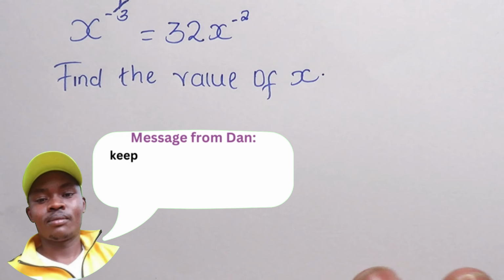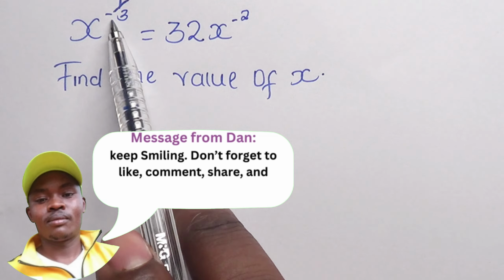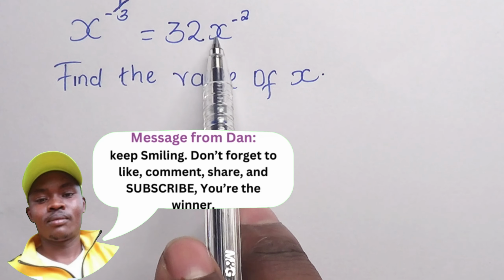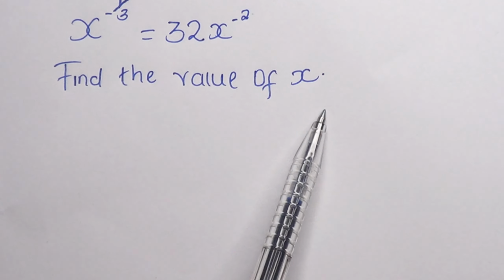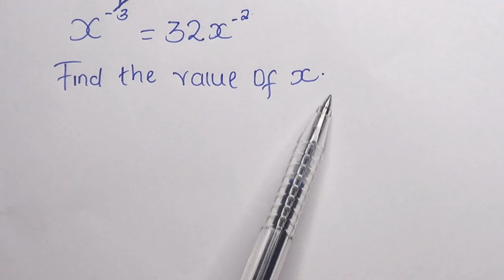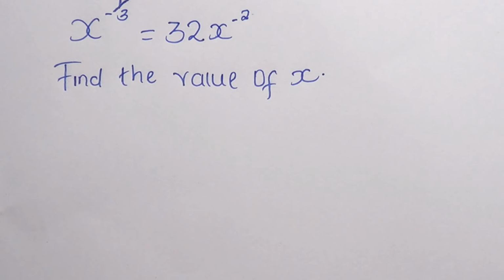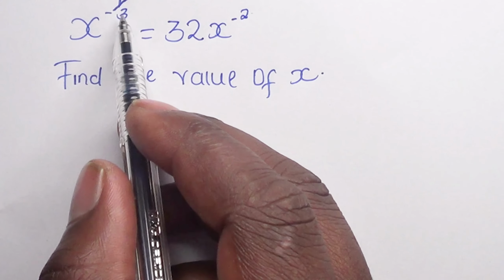Look at this question here. We are being told that x to the power negative 1 over 3 equals 32x to the power negative 2. Then we are being told to find the value of x. Now, for us to find the value of x, the first thing we do is that we need to know how we can eliminate this negative 1 over 3.